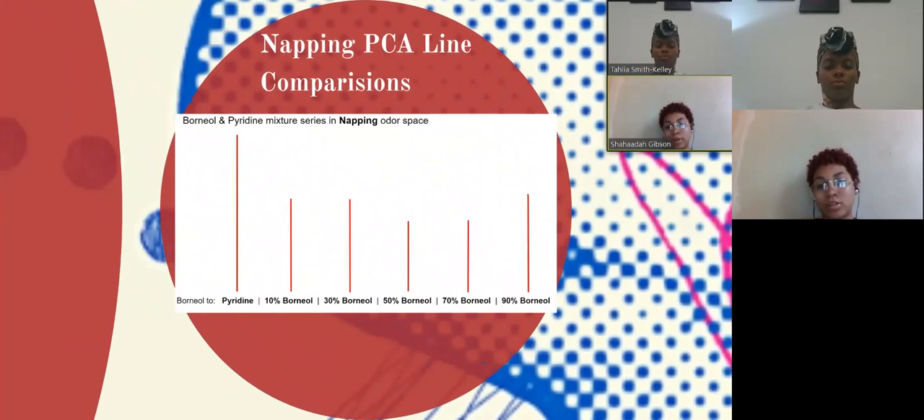In our line comparisons, brenniol and pyridine should be the furthest because they are dissimilar, and brenniol to the 90% mixture should be the closest. You don't see the perfect trend, but it is there, just not as much as the other two methods. The trend we want to see is brenniol getting closer to the mixtures. So from left to right, the distances of the lines should be decreasing or getting smaller. And also, if you were wondering why there isn't 100% in napping, it's because you only receive 15 odors in napping and they can only be evaluated once.